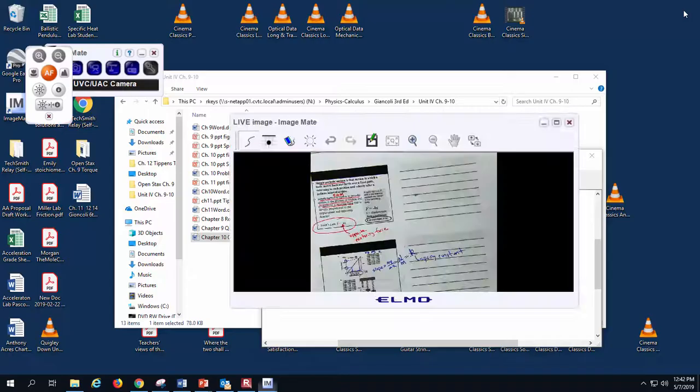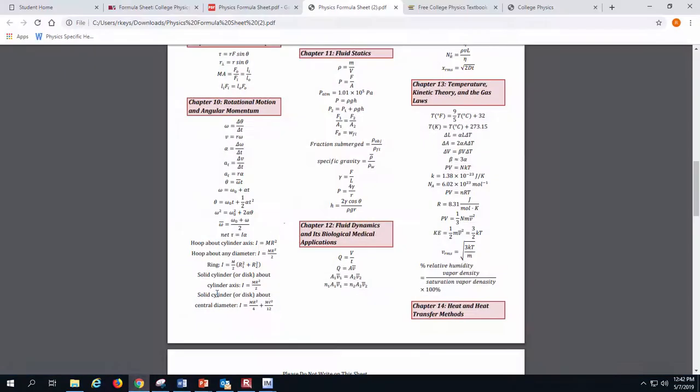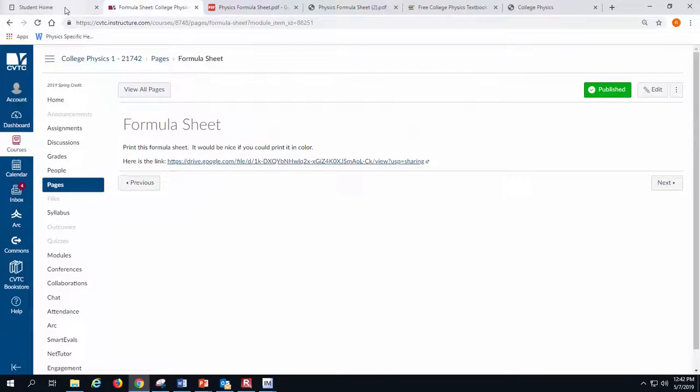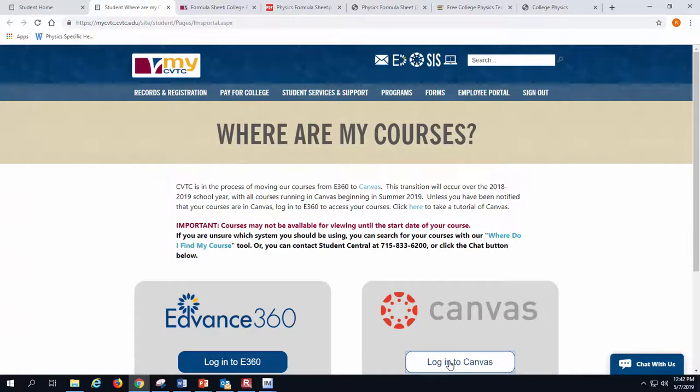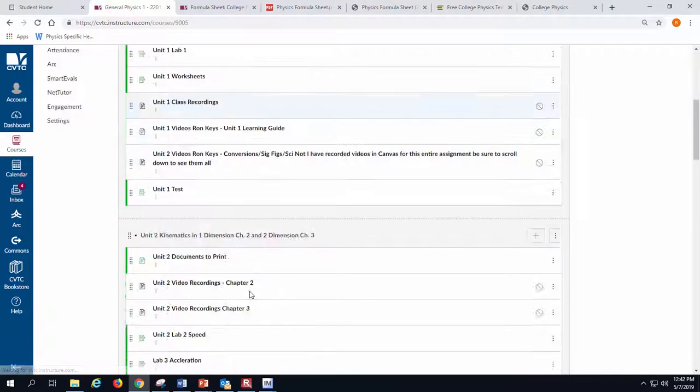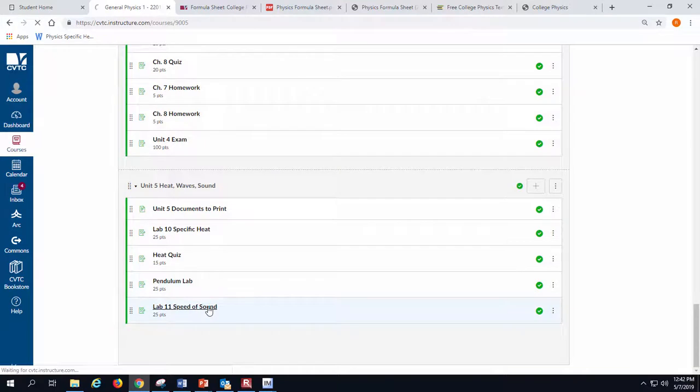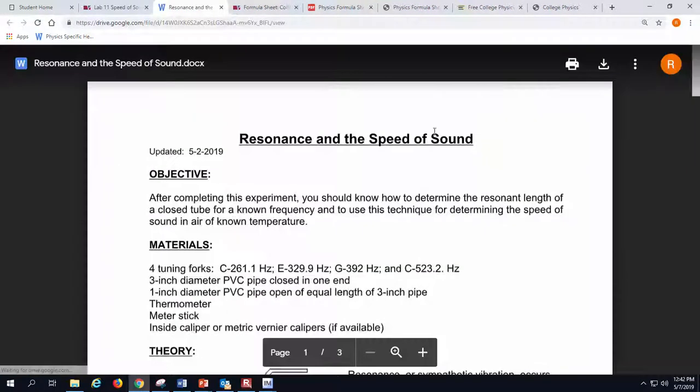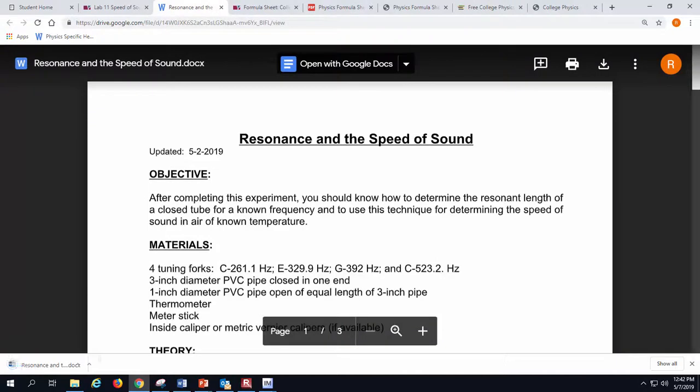Okay. That finishes up 17. If you have not printed the lab, go to Canvas, and it should be here. This is Lab 11, speed of sound. Download that, and then here's the spreadsheet.